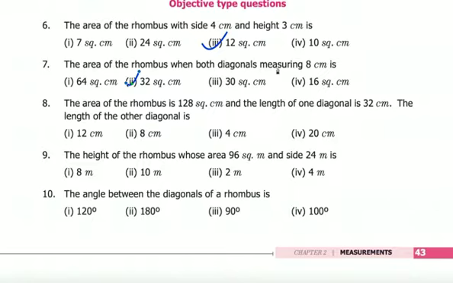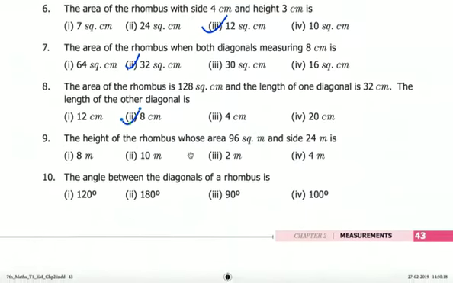The area of the rhombus is 128 square cm and the length of one diagonal is 32 cm. See, this is a perfect square. Okay. Length of the one diagonal is 32 cm, the length of the other diagonal. Of this into other equal to 128. Okay. So 128 by 16. 8. 8 is the answer.